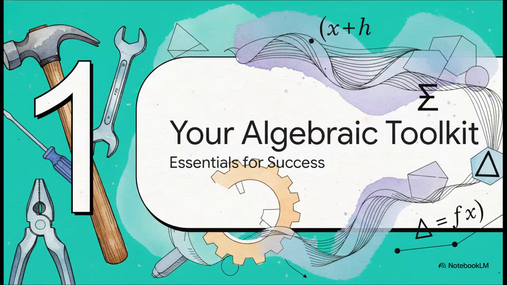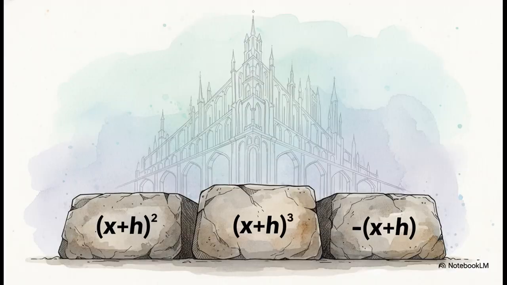Now to handle f of x plus h perfectly every time, you don't need some huge, complicated toolbox. You really just need a few key tools, all sharpened up and ready to go. So let's make sure they're in your kit. These right here are the absolute fundamentals. You've got to have these expansion rules memorized cold. How to square a binomial, how to cube one, and of course, how to distribute a negative. Seriously, they're the bedrock for everything we're about to do.